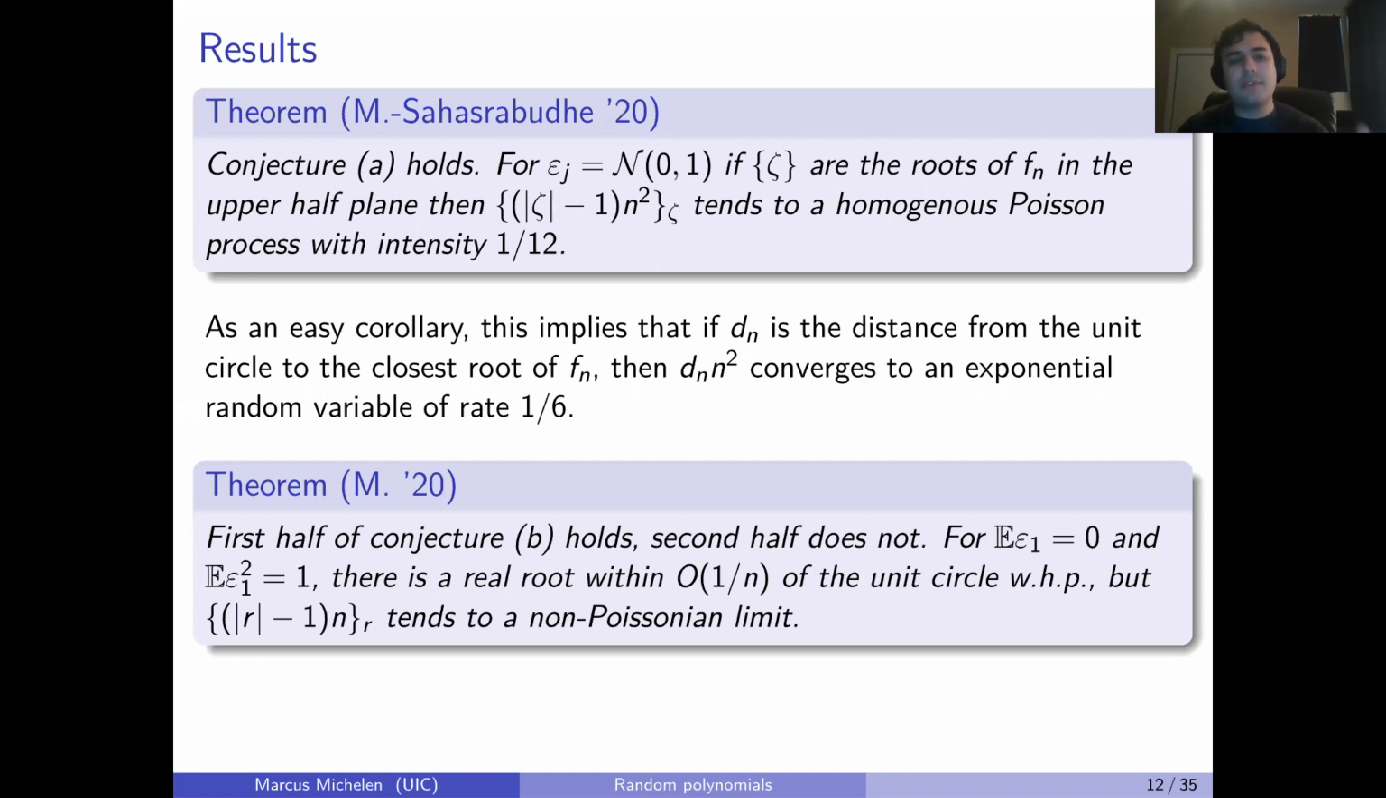But yeah, so the moral of the story from these two results is for the complex roots, you have a root within 1 over n squared, and the law governing the distribution of those away is a Poisson process. In real roots, there's a root 1 over n away from the unit circle, but it's not a Poisson process.